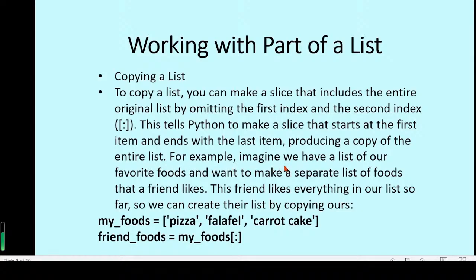For example, imagine we have a list of our favorite foods and want to make a separate list of foods that a friend likes. This friend likes everything in our list so far, so we can create the list by copying ours. So this is my foods list, and we can also create a friend's foods list using the brackets and colon. So my friend's foods list has the same items as my foods list.